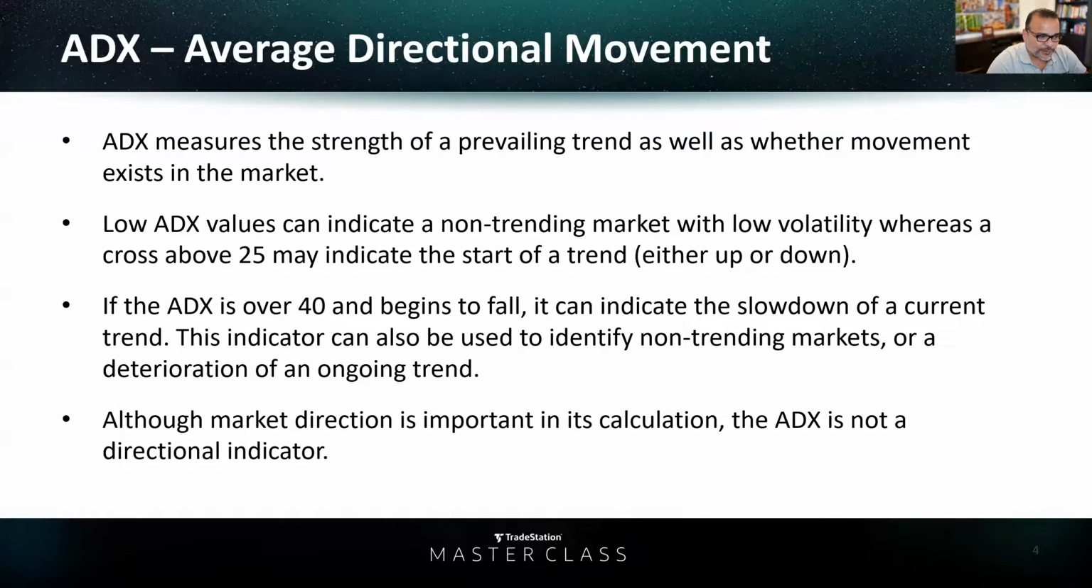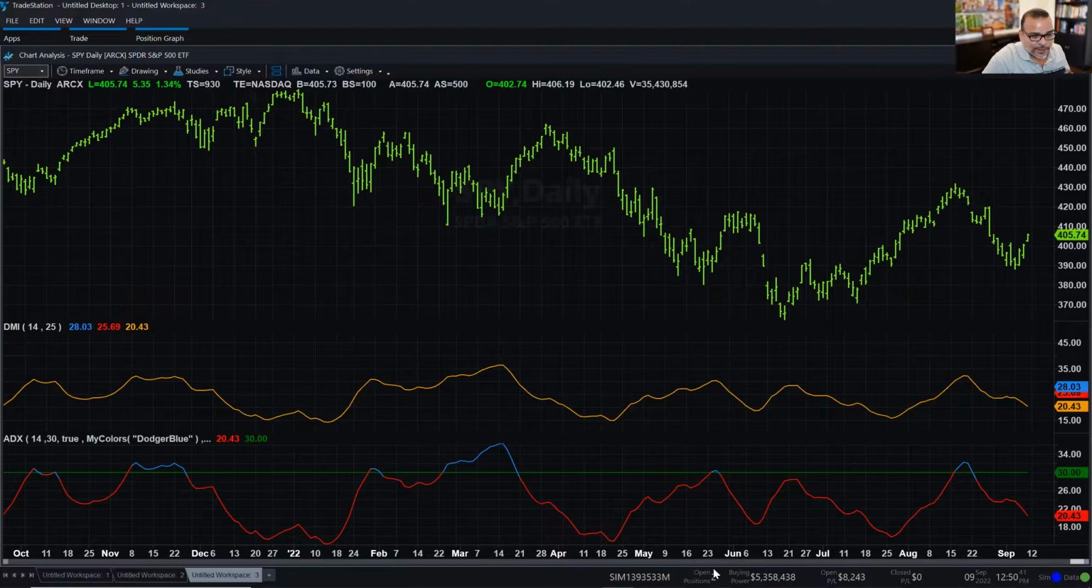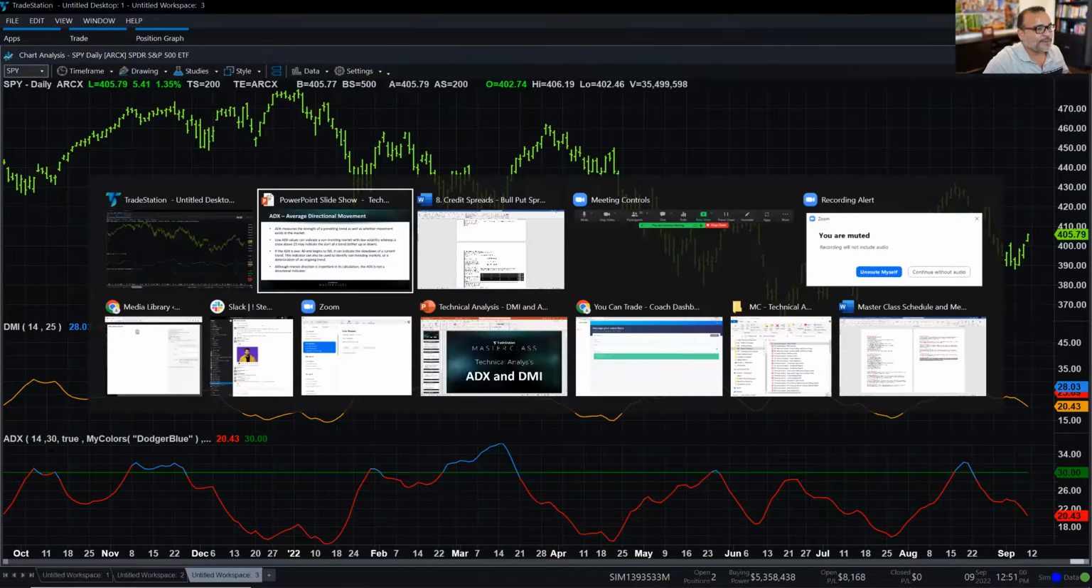Although market direction is important in its calculation, the ADX is not a directional indicator. We already established that, and it's something we need to remember. It doesn't correlate to tops and bottoms. The low readings here for the ADX don't mean that it's time to go long or short. It just means that the speed by which the prices have moved has lost its magnitude, has lost its intensity. Okay.